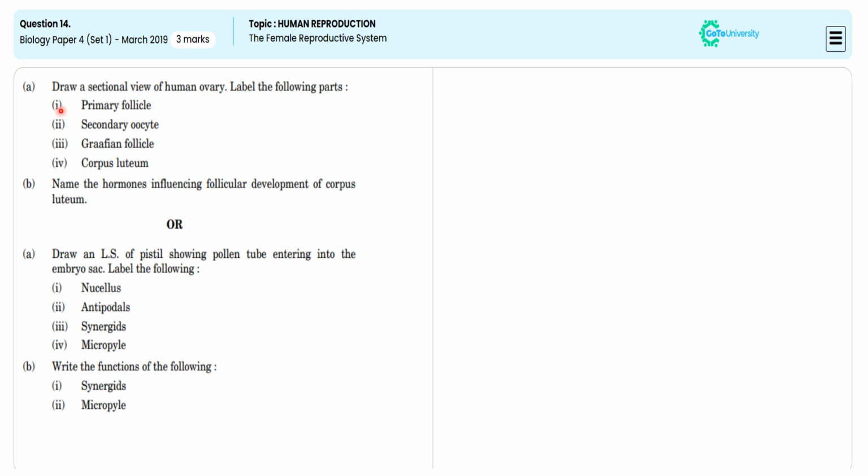In this 3-mark subjective question, they are directing us to draw the sectional view of the human ovary with the following labeling. For this, we are drawing the detailed diagram. All the labelings are not required, only the 4 labeling that we give will satisfy the 2 marks of this first sub-question of this first optional 3-mark subjective question.